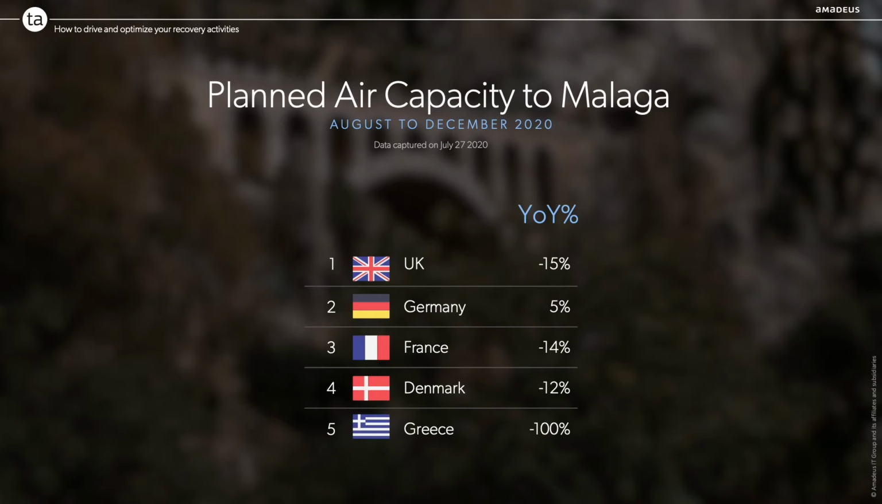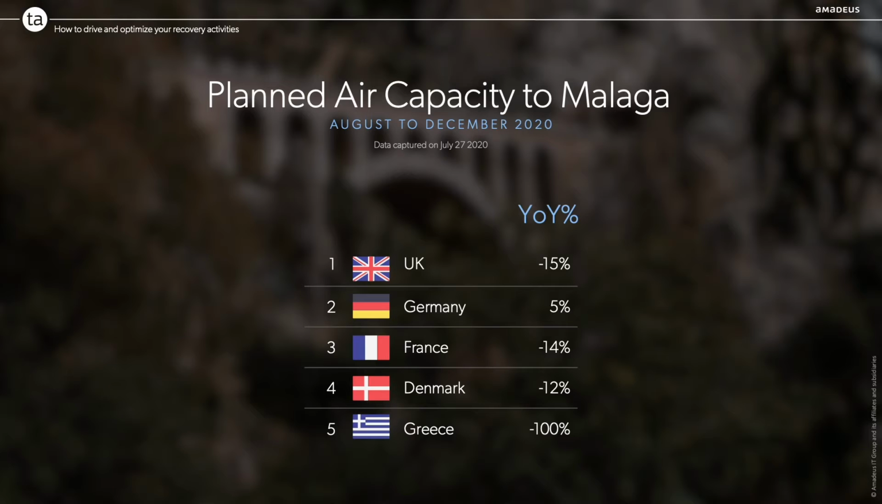For the purpose of this simplified example, let's focus only on one market. To understand which of these 5 markets have not only demand, but also a sufficient number of seats scheduled to Malaga, we will look into air capacity data. We arranged the cities in this table according to the number of seats scheduled to Malaga from August to September 2020. The percentage number shows us the year-on-year growth of air capacity. As you can see, all destinations decreased the number of flights to Malaga this year, except for Germany.